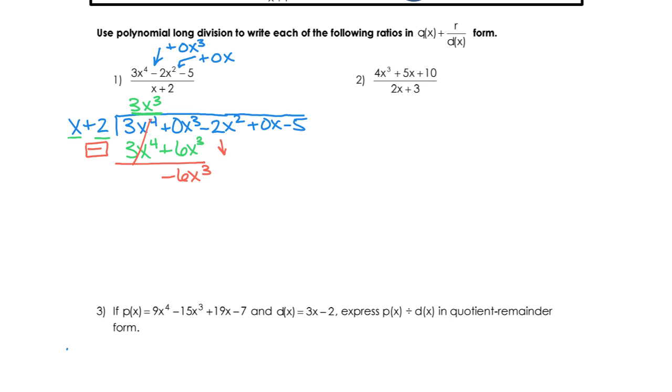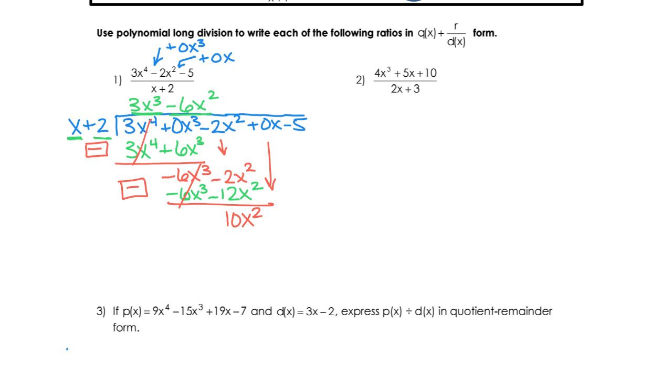Okay, we're going to bring down that negative 2x squared next. And up at the top, we're going to need a negative 6x squared. So that negative 6x squared times x is negative 6x cubed. Negative 6x squared times 2 is negative 12x squared. We'll put up our minus sign. We'll subtract. First set of terms cancel. And negative 2x squared minus a negative 12x squared is negative 2 plus 12, which is 10x squared.